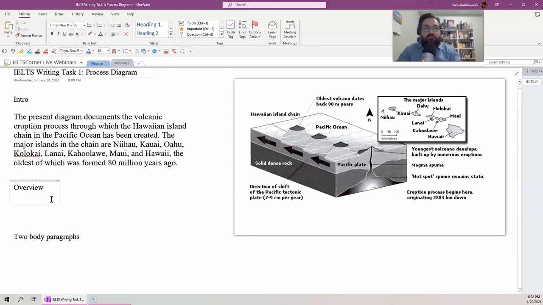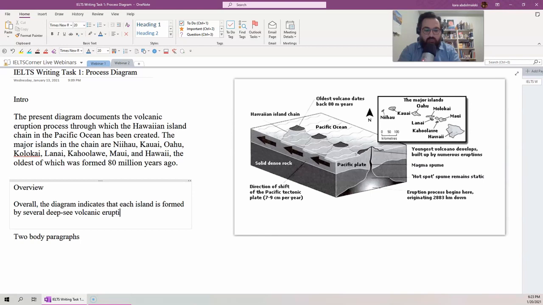Okay, so let me try to write something for here. So for the overview, we say overall. As usual, I start with overall, right? The diagram indicates that each island is formed by several deep sea volcanic eruptions.